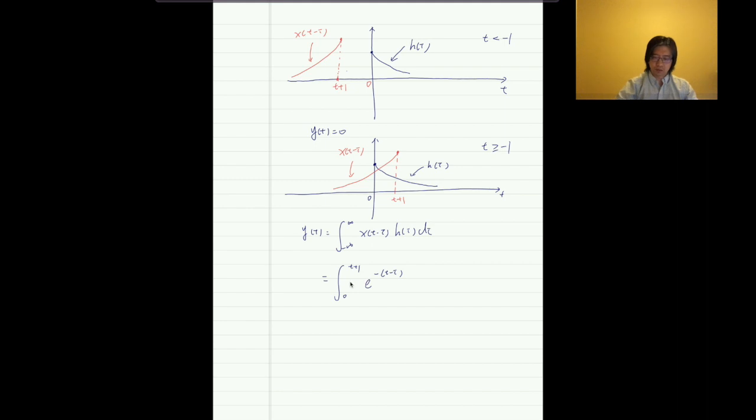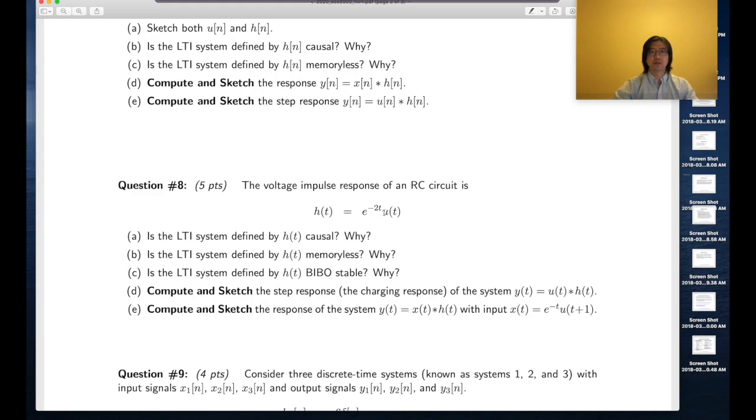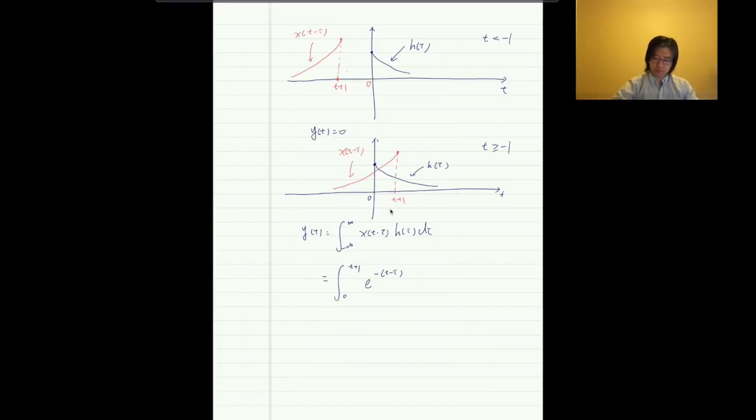and h of tau will equal to, let's really call h of tau equal to this guy, e to the power of negative 2 tau d tau. Okay, so now let's compute it. So here we have e to the power of negative t, so that part we can take out, e negative t, and inside is e tau times e to the power of negative 2 tau, should be e to the power of negative tau in the end, d tau.